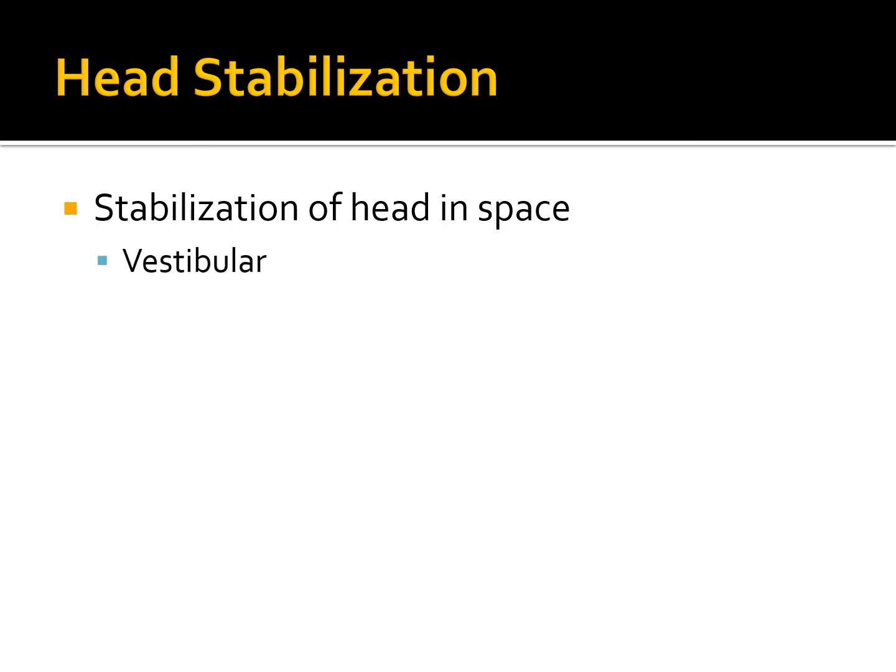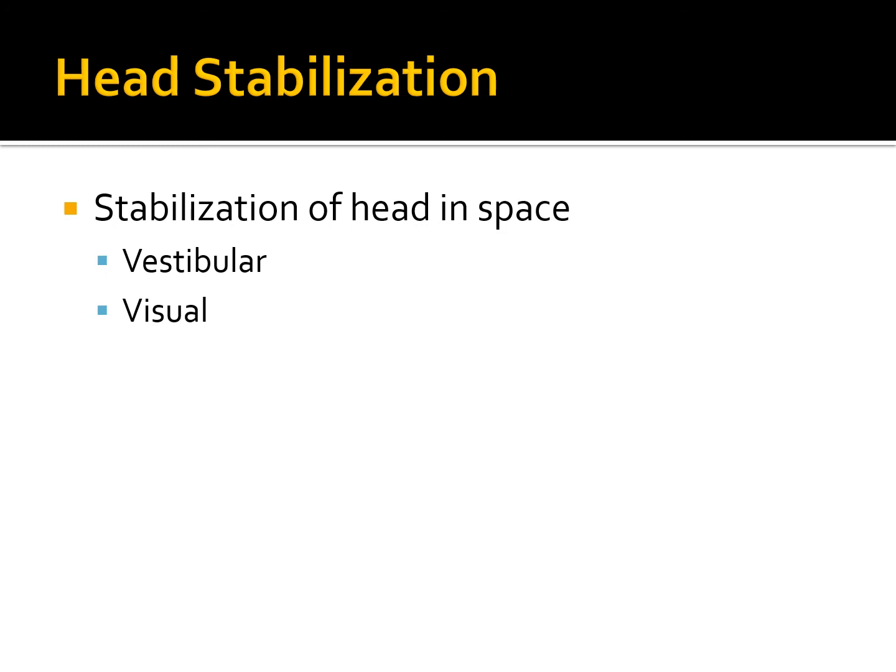We need to be able to stabilize our head because we want to stabilize our field of vision. And we're actually really good at this and have a lot of circuitry that helps us achieve this. That is integrating the visual system with the vestibular system.